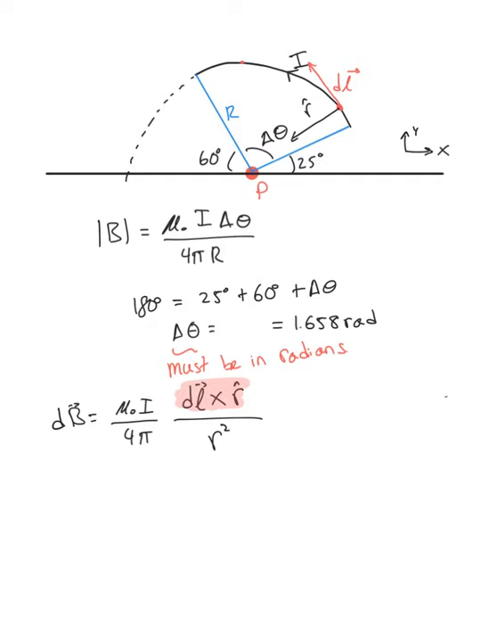So we can write the magnetic field at the center as being mu naught I times 1.658 radians divided by 4 pi r in the positive k hat direction. So given some I and some r, you would be able to actually write down a number for this magnetic field and know its direction.